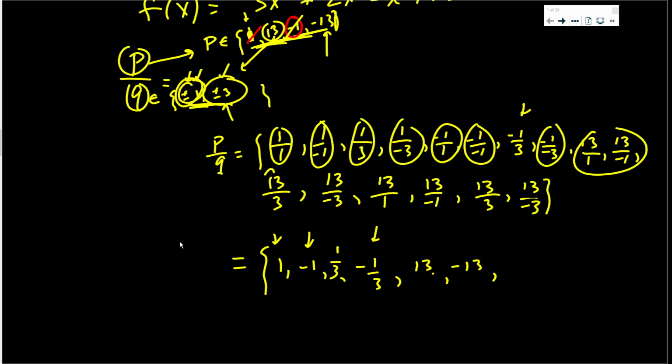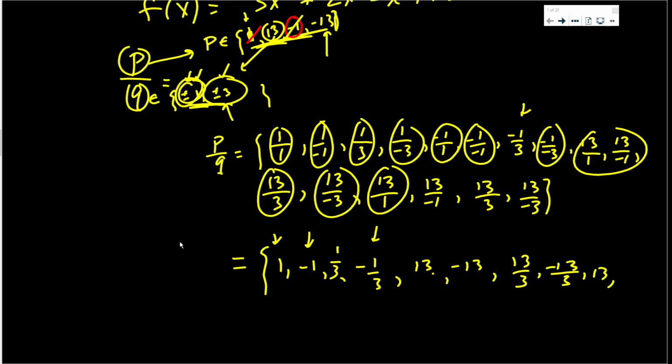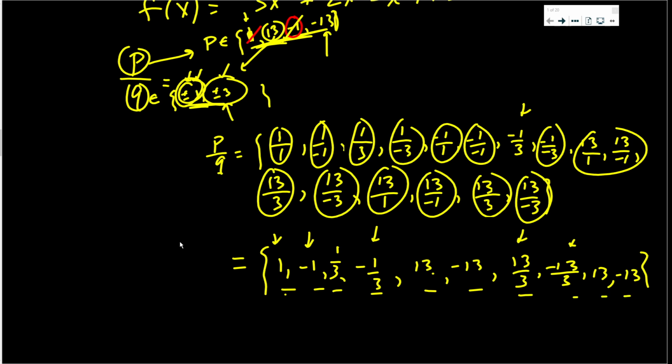Okay, and then we have 13 over 3 and 13 over negative 3, which is negative 13 over 3. And then we have 13 over 1, which is 13. 13 over negative 1, which is negative 13. 13 over 3 I already have. This is negative 13 over 3, which I already have. These are 1, 2, 3, 4, 5, 6, 7, 8, 9, 10.